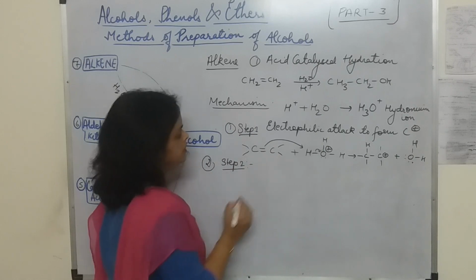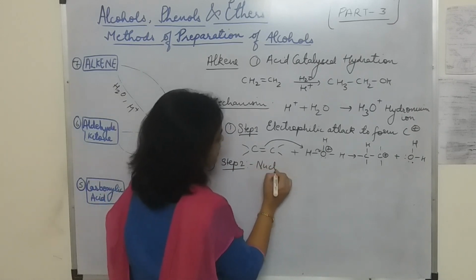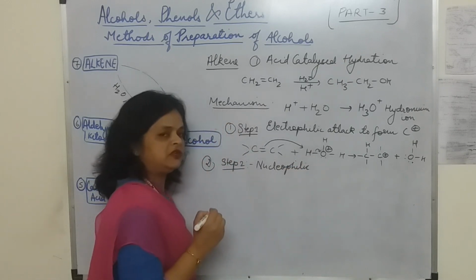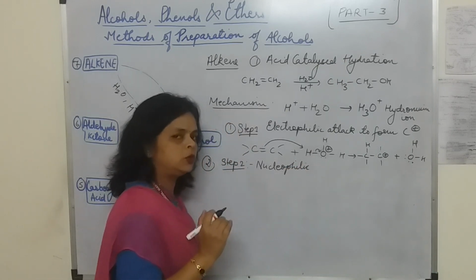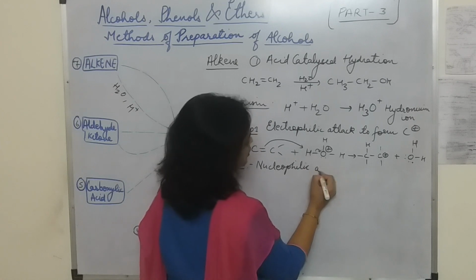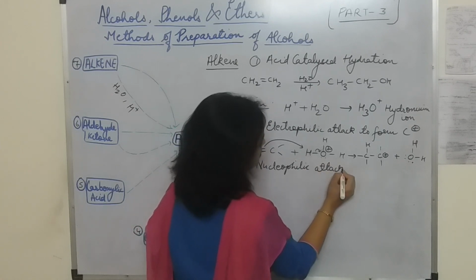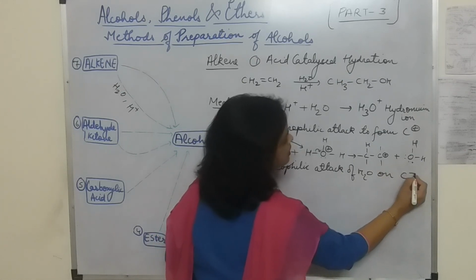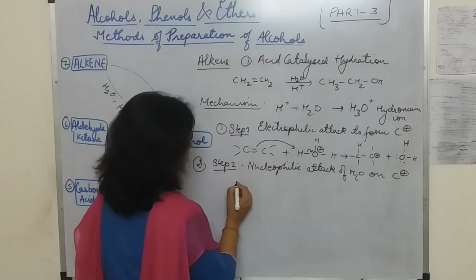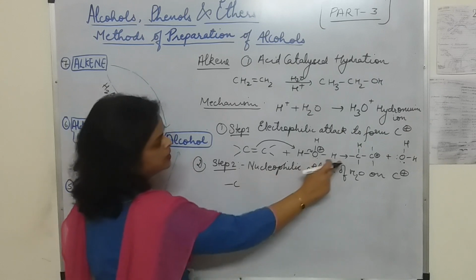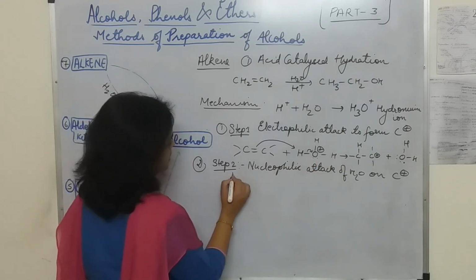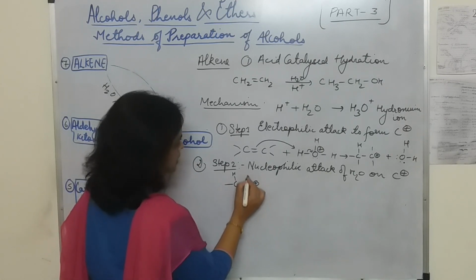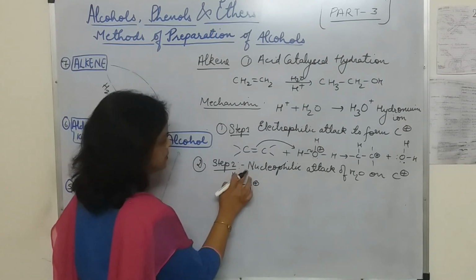Now, in this step, there is nucleophilic attack. What are nucleophiles? Those which have either a negative charge or a lone pair of electrons. So, nucleophilic attack of H2O on the carbonium ion. The alkene, we are going to take the same here, with the carbon having the positive charge and two valencies shown here.